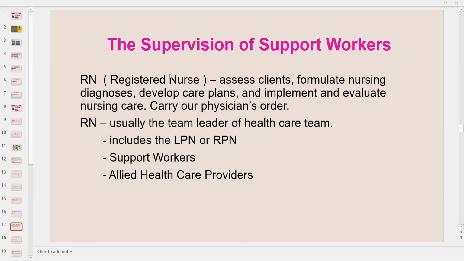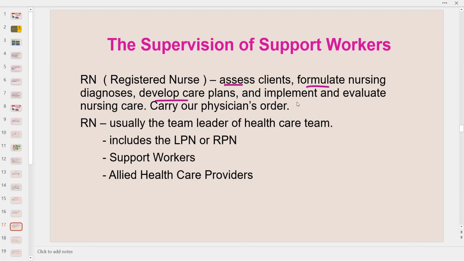Now, who supervises the support workers? The registered nurses, the LPNs and RPNs are the professionals who supervise the support worker. The RN manages the general health status of the client or patient. They do assessment, formulate nursing care plans, develop care plans, and implement and evaluate nursing care. They also carry out physician's orders. The LPNs also do the same.